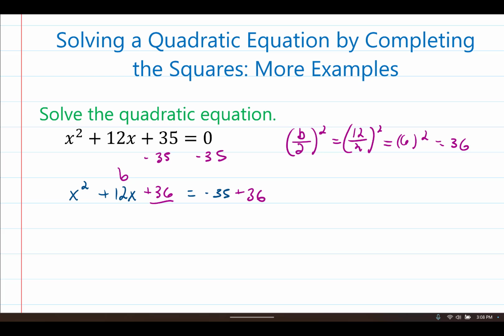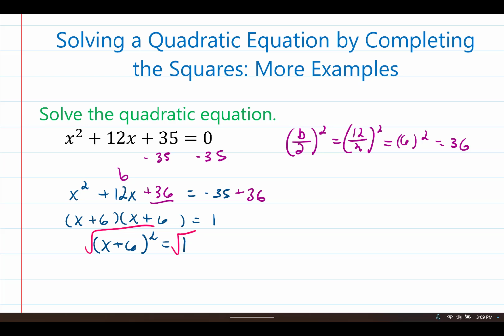Now the next thing we're going to do is factor the left side. When we factor the left side, we notice something really interesting happening. What we have here is a factor of x plus 6 times another, identical factor of x plus 6. And that's kind of the point. When you have a perfect square trinomial, it will factor into two binomials which are exactly the same. On the right side, negative 35 plus 36 is equal to 1. On the left side, because those factors are identical, we can rewrite this as (x plus 6) squared, still equal to 1. Now we can take the square root of both sides.